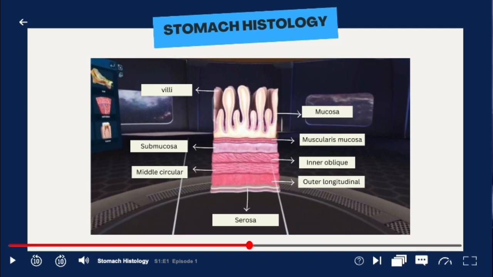The second layer of the stomach is called submucosa. Submucosa is a thick layer of loose connective tissue that surrounds the mucosa. And the third layer is called muscularis externa. It has three layers of muscle: an inner oblique layer, a middle circular layer, and an external longitudinal layer. The combined contraction of these three muscles aids in the breaking up of food.